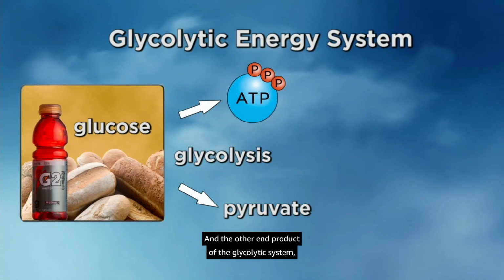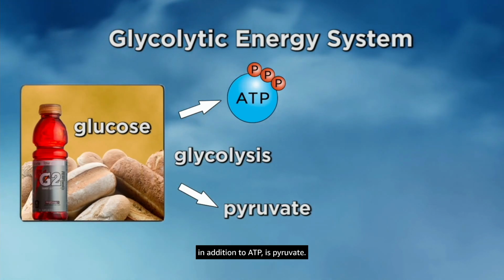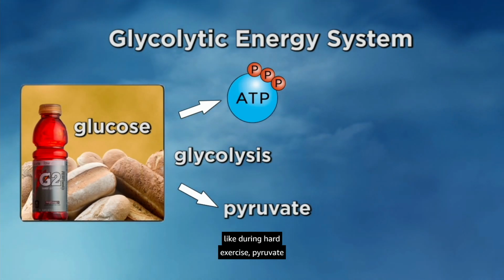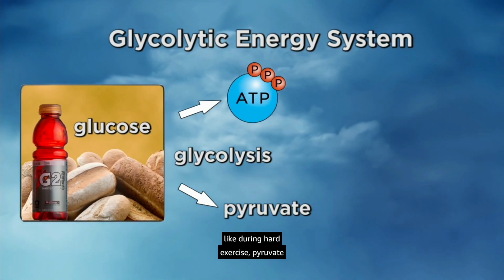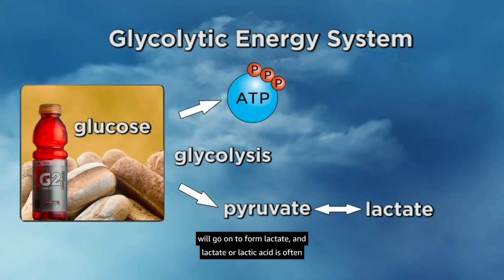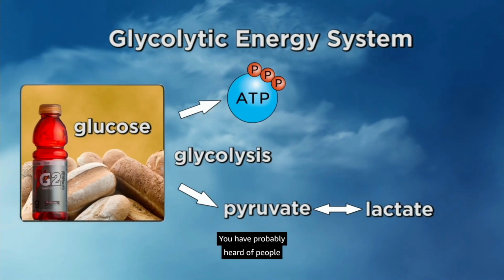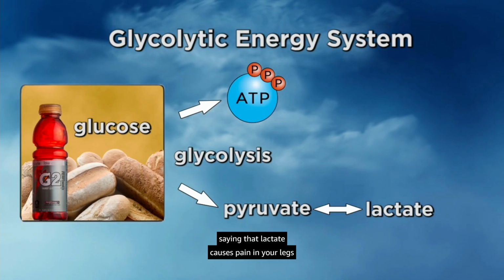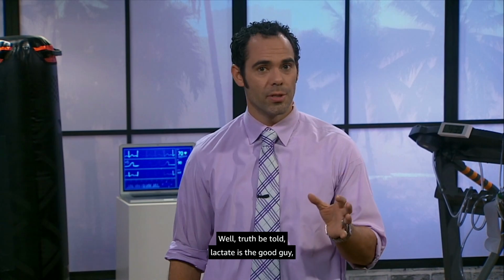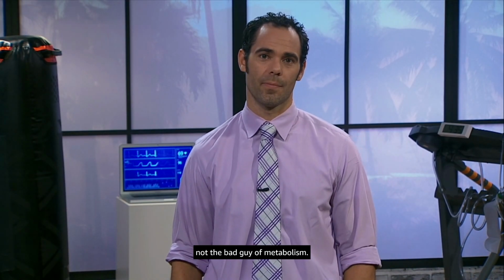And the other end product of the glycolytic system, in addition to ATP, is pyruvate. Under conditions where oxygen is limited, like during hard exercise, pyruvate will go on to form lactate. And lactate, or lactic acid, is often considered to be a bad thing. You've probably heard of people saying that lactate causes pain in your legs when exercising, for example. Well, truth be told, lactate is the good guy, not the bad guy of metabolism.